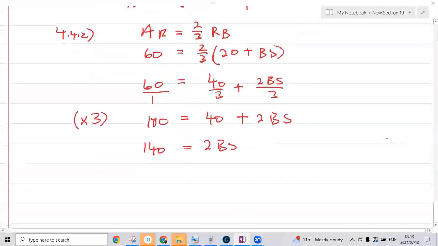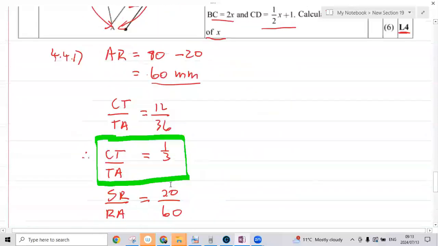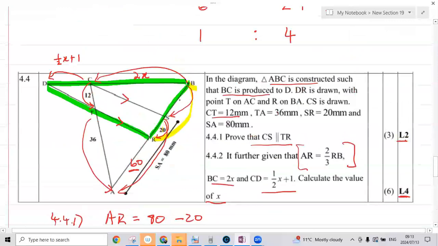Right. So there, now we're going to get therefore BS is equal to 140/2, which is going to be 70. So BS is equal to 70. So now we can fill that in on our diagram. BS is 70 there. So if you look at it very carefully now, we can actually solve for X now, right? So we've got to write all the measurements here in our triangle so we can apply our prop theorem.